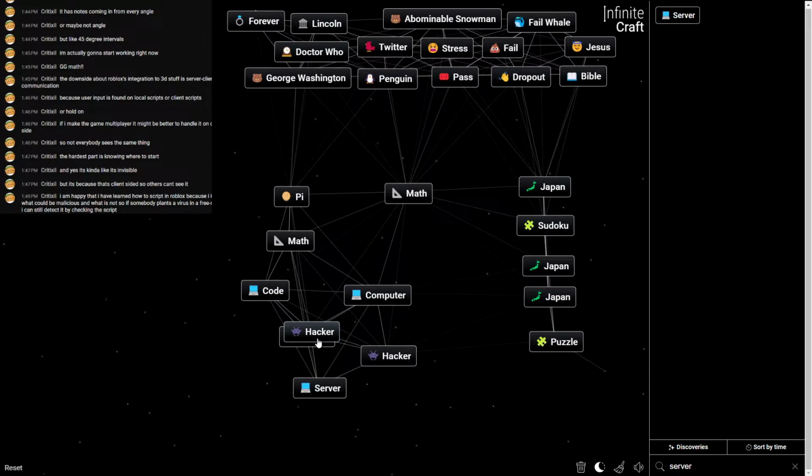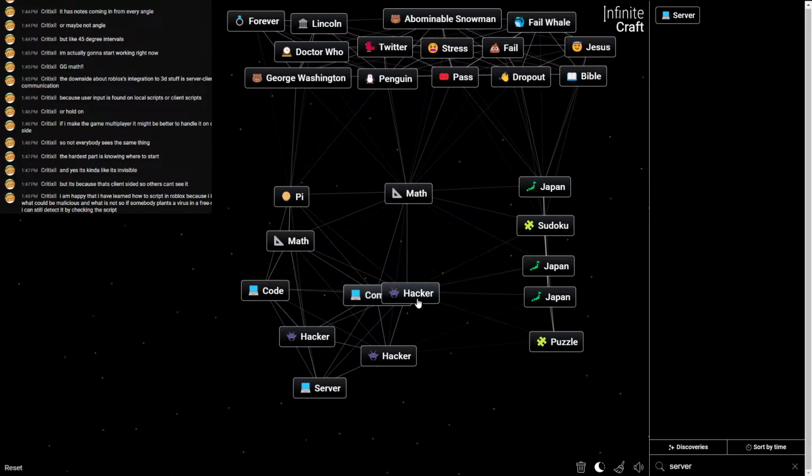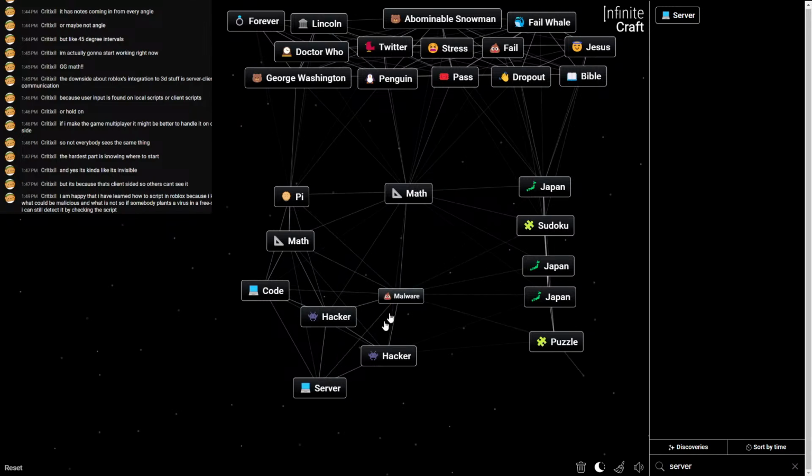Can people actually plant viruses in free models on Roblox? Like, what do you mean by that? Like, is it limited to just the Roblox server, or can it actually inject into your computer? I can see how that could happen, but I never experienced that when I was growing up on Roblox.